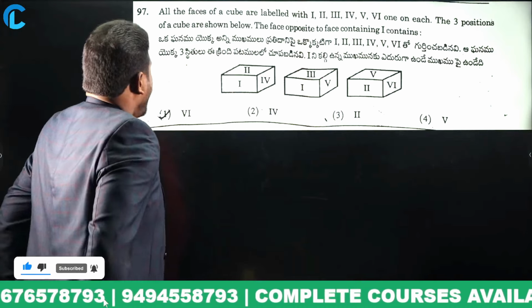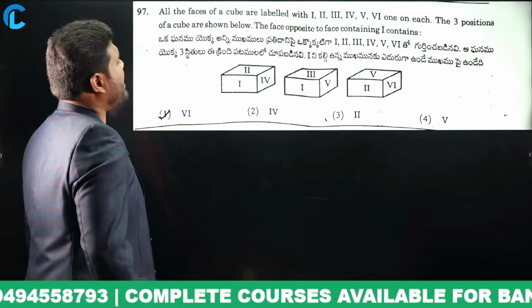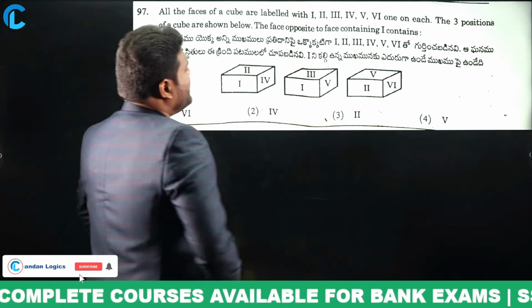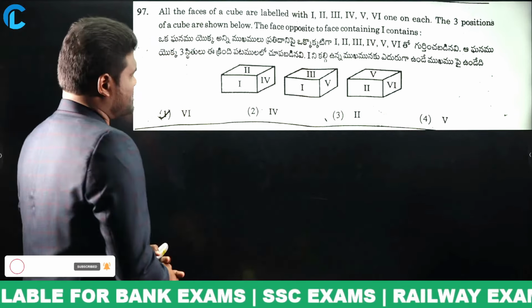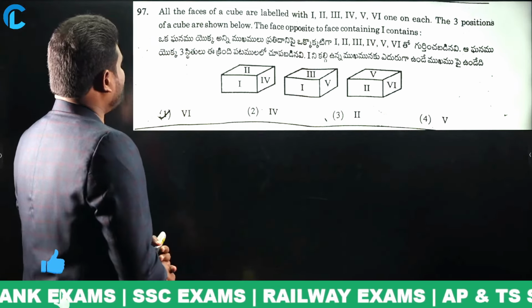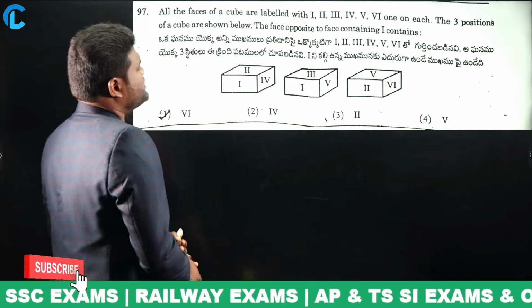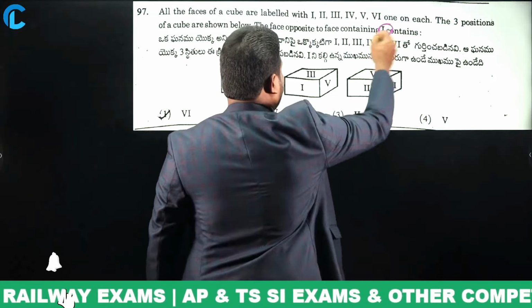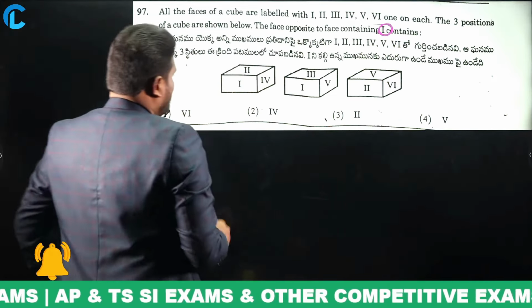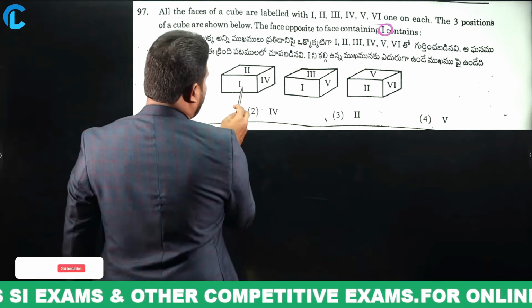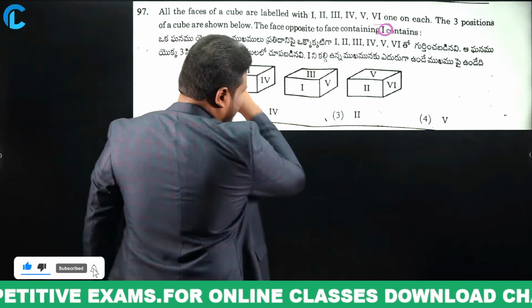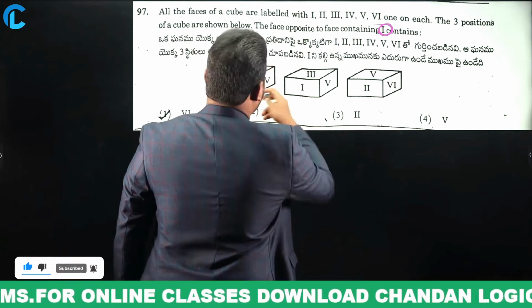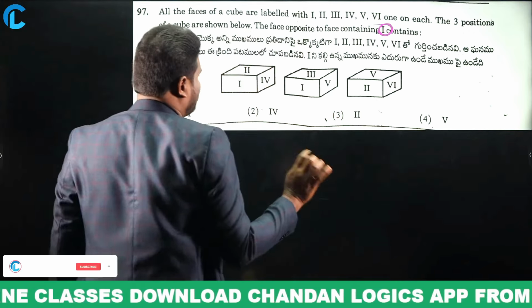Next question. All the faces of a cube are labeled with 1, 2, 3, 4, 5, 6, one on each. The 3 positions of a cube are shown below. The face opposite to the face containing 1. So we need what is opposite to 1. Look here, here we have 1. What is common here? 2, 4. Anywhere we have 2, 4 common? No, we don't have 2, 4.